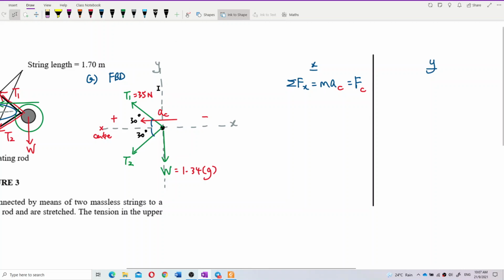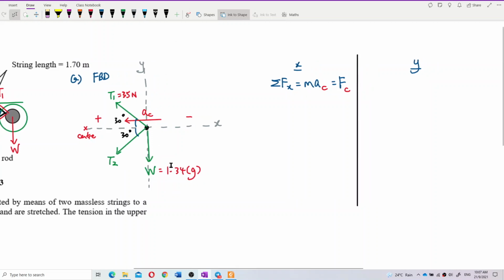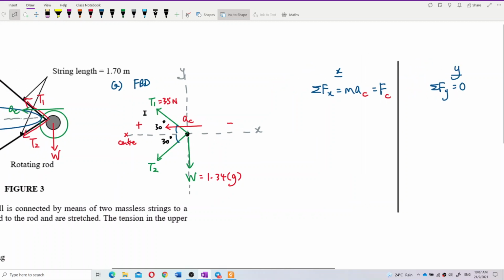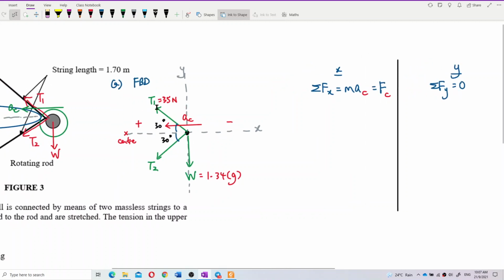And then for the y component, no acceleration, isn't it? Y component, no acceleration. We just put total Fy equal to 0. Because no acceleration, the y component is in equilibrium. The x component has acceleration, so we have a resultant force in the x component. In the y component, no resultant force. So now we need to resolve our forces, T1 and T2, into x and y components.